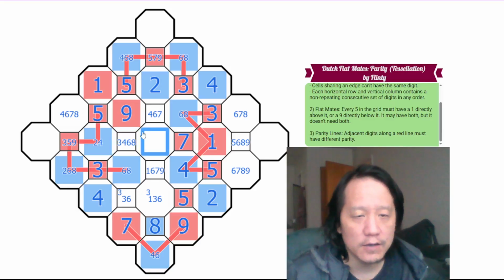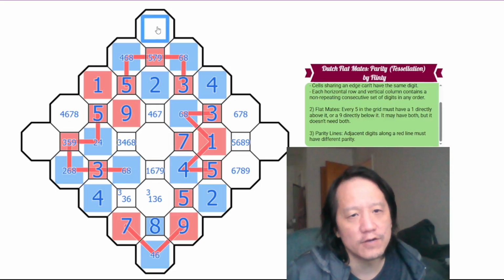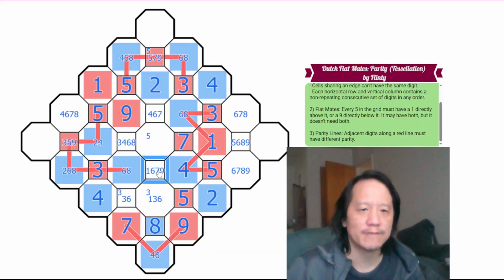We have to have a 5 somewhere. If this is 5, this can't be 5, because if this were 5, this would have to have a 9 below it. And then it would be 9, 8, and 8 for 2 evens. So this can never be 5. So 5 could be here with a 1 above it. 5 could be here with a 9 below it.